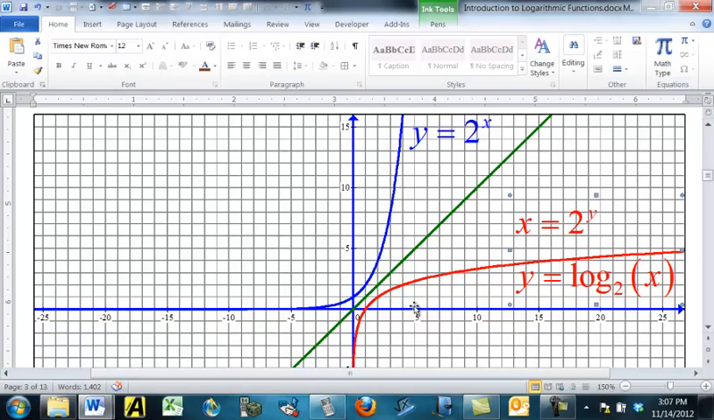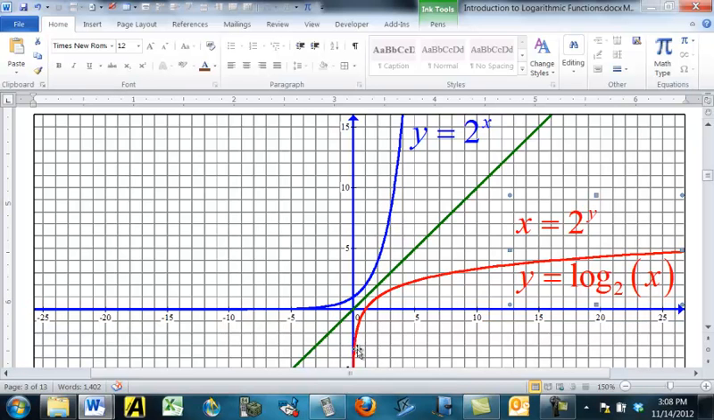Okay. 5, 32 is off screen, and 32, 5 is off the screen here. Okay, let's look at some with negative x's on the blue one. On the original, negative 1, 1/2 is here, so this one has 1/2, negative 1. This one has negative 2, 1/4, so this has 1/4, negative 2. The blue one, the original, has negative 3, 1/8, so this has 1/8, negative 3 right there.